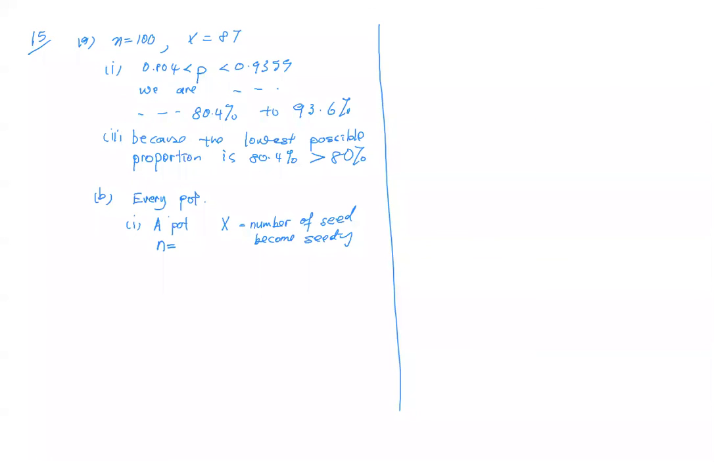The number of trials is 2, so the possible values for X will be 0, 1, 2, correct? That means X is a binomial distribution with n equal to 2 and the probability of success 0.8. Now we want to calculate the probability that each pot will have a seedling, so the probability X must be greater than or equal to 1. Am I right?